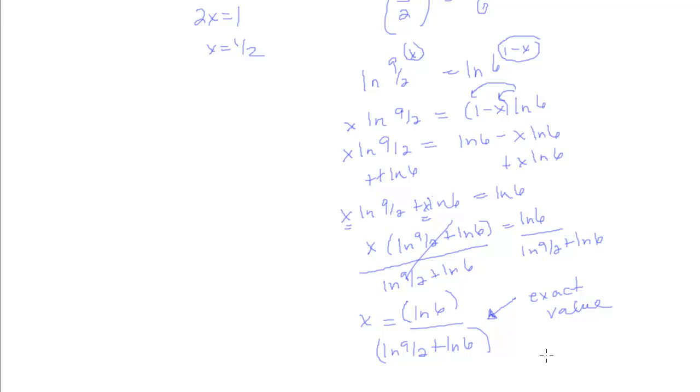Okay. So we get 0.5436. However, I think in the MyLabs Plus it'll ask you to round to 3 places. So it would be 0.544.